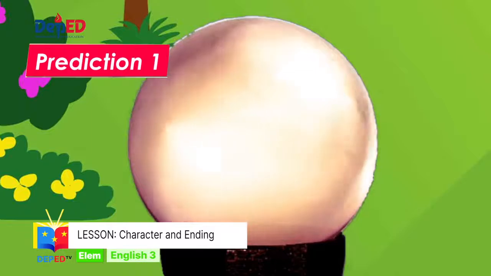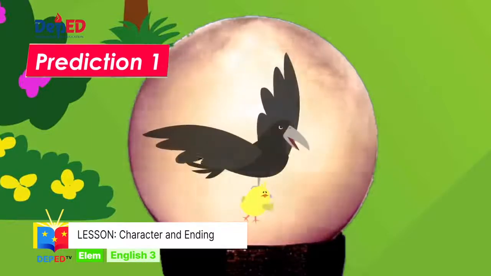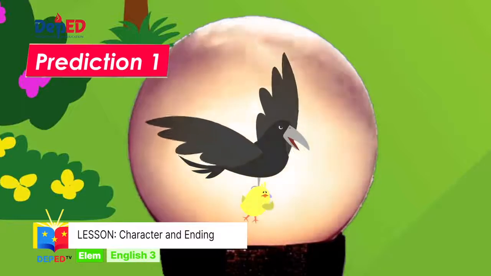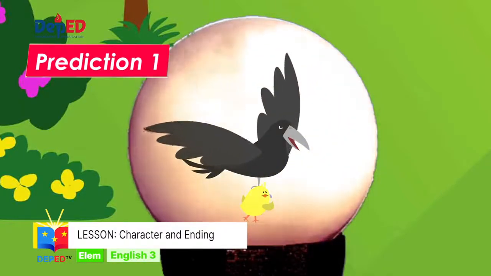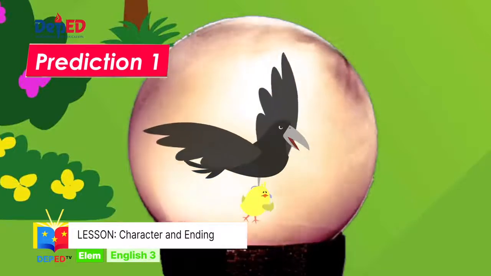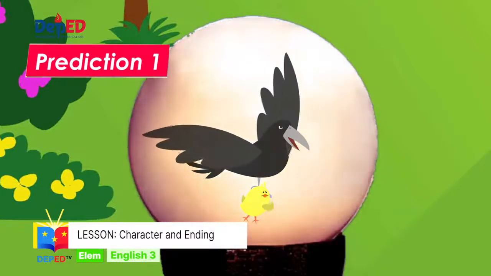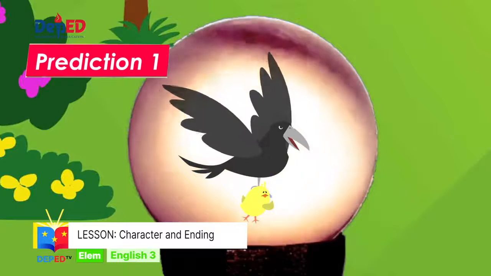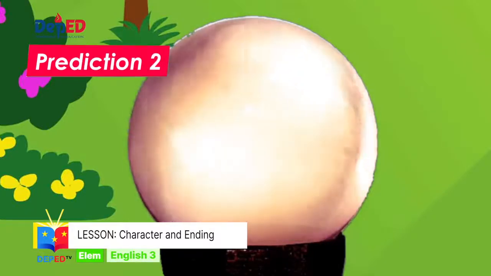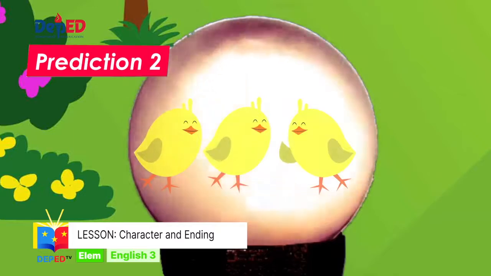Let's take a look at number 1. What do you see? You see Lita being carried away by the raven. Lita was crying and begging the raven to not eat her. But the raven was so hungry that he ate Lita. How about taking a look at the second prediction?